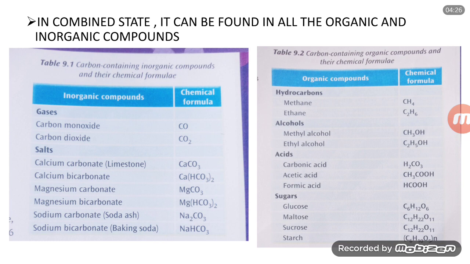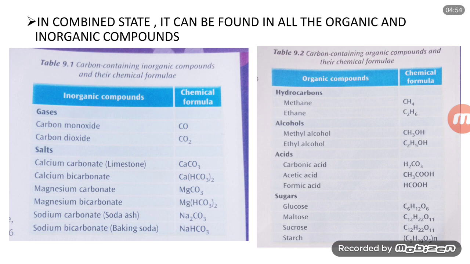Likewise, alcohols will contain hydroxyl group as their functional group. For example, methyl alcohol, whose formula is CH3OH, and ethyl alcohol, whose formula is C2H5OH. Ethyl alcohol is the component that is found in commercially available alcoholic drinks, and methyl alcohol is poisonous.